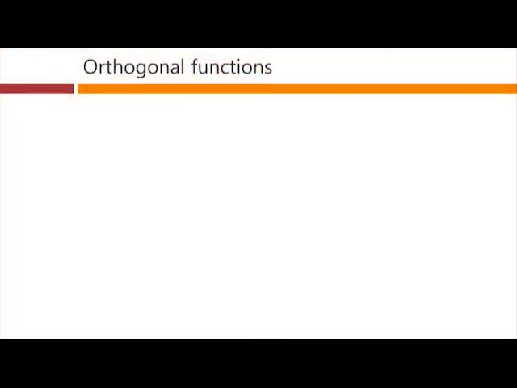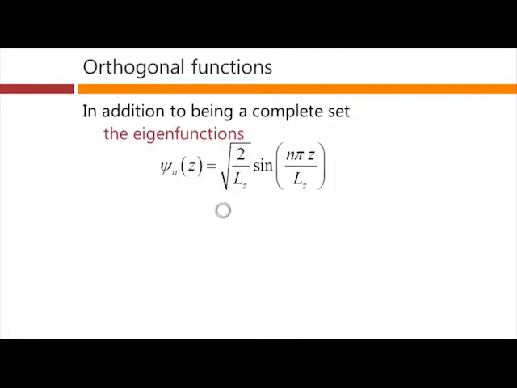We're going to look now at a concept called orthogonal functions. In addition to being a complete set, this set of eigenfunctions that we worked out also has a property: they are orthogonal to one another. You've probably seen the concept of orthogonality in geometry, where it means that things are at right angles. There's an analogous sense here in which this is true, but we'll come back to that somewhat later.